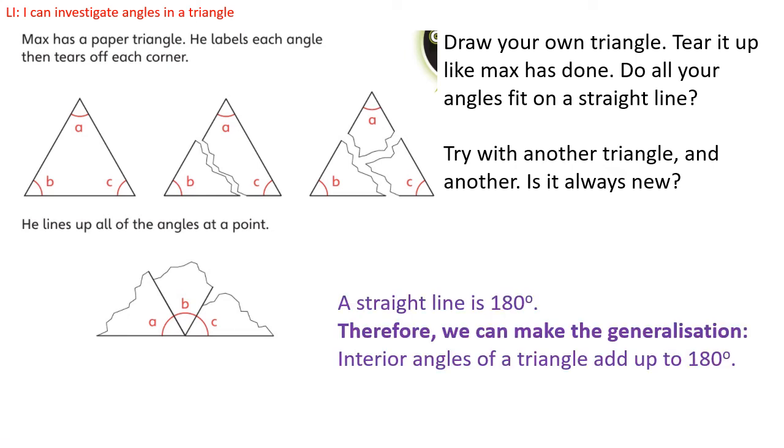We know a straight line is 180 degrees. So could we say that the interior angles of a triangle add up to 180 degrees because all of them line up to make a straight line?